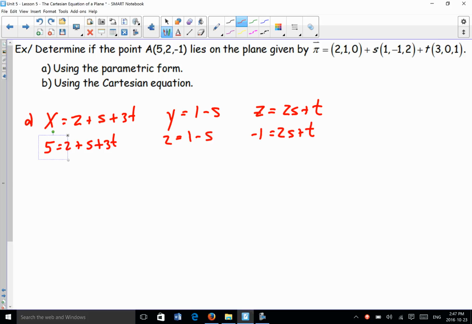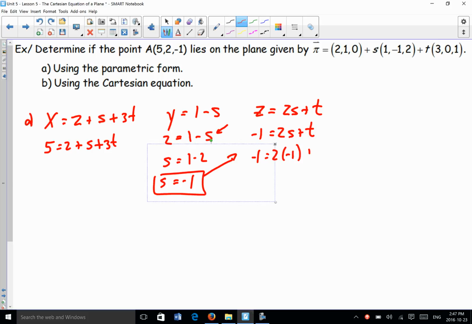And we have a choice of which ones you want to solve. Pick the easiest ones. I'm going to suggest this one right here might be the easiest. S equals 1 minus 2, which is negative 1. And I can use that in either of the other ones. I think this would be the best suggestion here to solve for the t component. So we got negative 1 is negative 2 plus t, or negative 1 plus 2 is t, and t is 1.